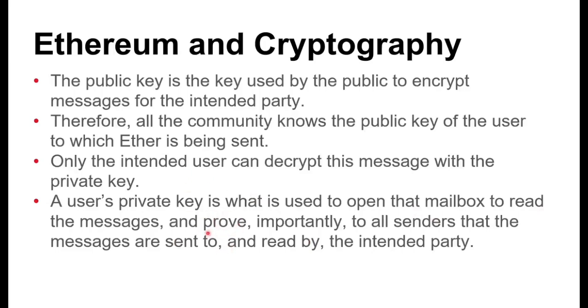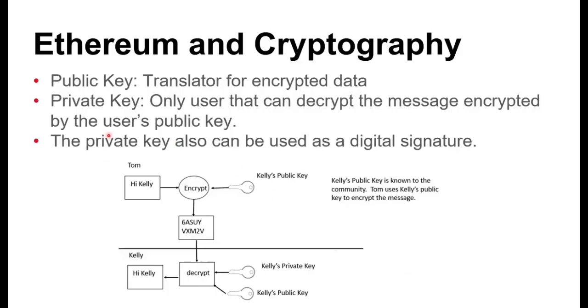So everybody knows, again, our public mailing address, and then we unlock the mailbox to read the messages that were sent to us. So we could see here that Tom wants to send Kelly a message. So Tom will encrypt the message using Kelly's public key. So he'll send this message here, hi Kelly, encrypt it, and it'll become unreadable, and it'll get sent over. Kelly will receive the message, and she will use her private key to decrypt the message back to its readable form.